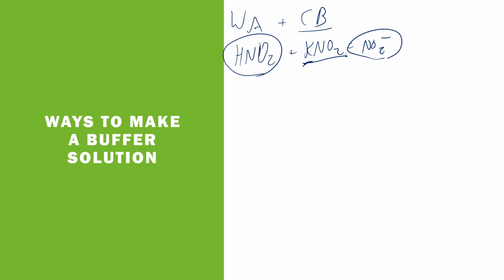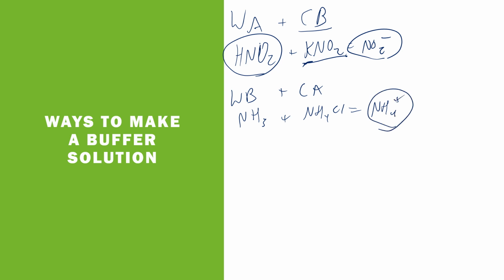You could also just take a weak base and add its conjugate acid in the solution, something like NH3, and you can use a salt of the conjugate acid, so you could put in something like NH4Cl. But ammoniums are soluble, so the NH4Cl really winds up being the NH4 plus ions. So you have your conjugate acid and your weak base.